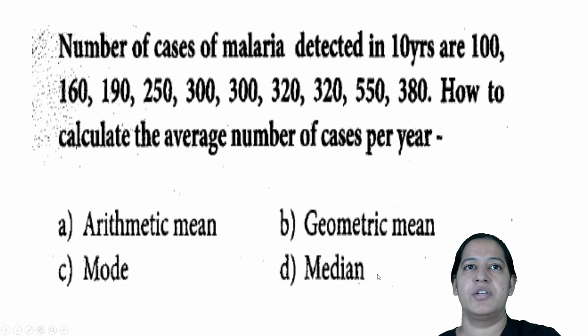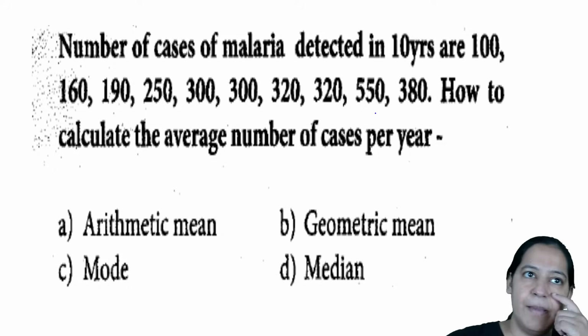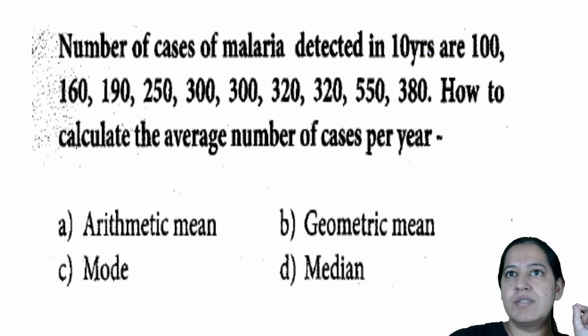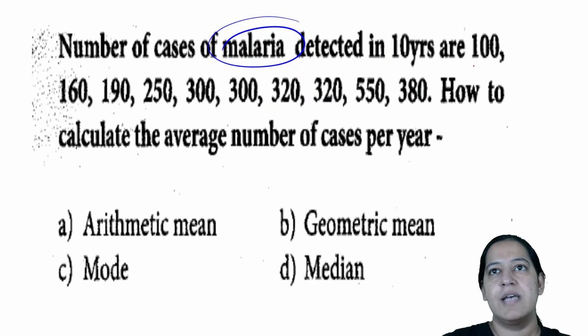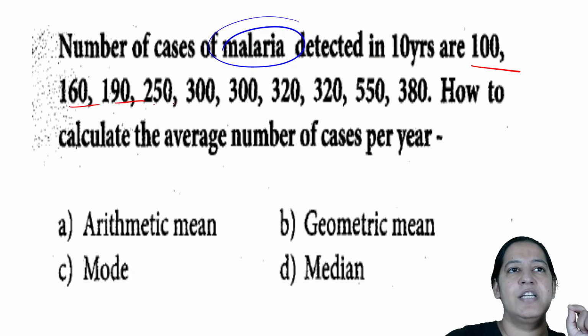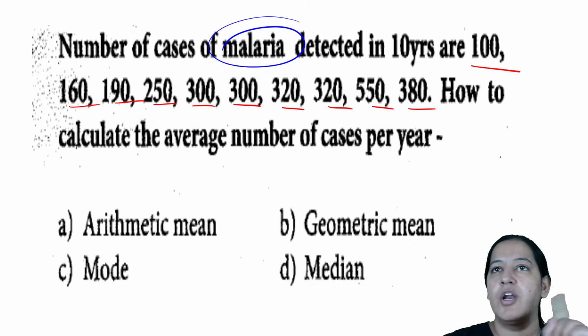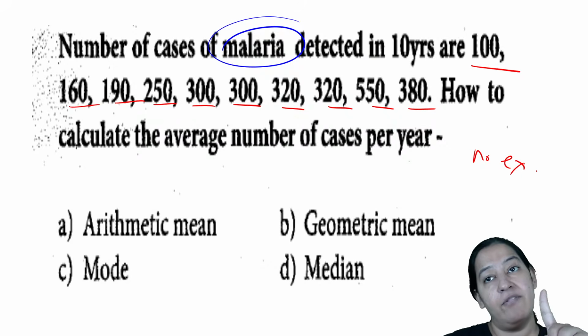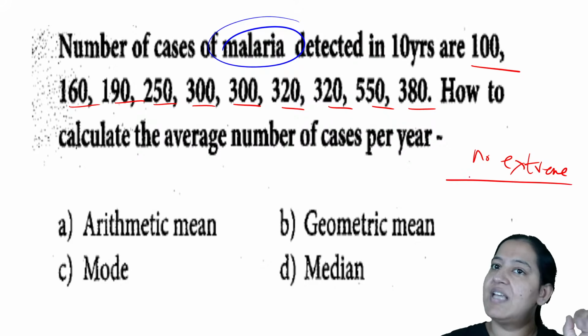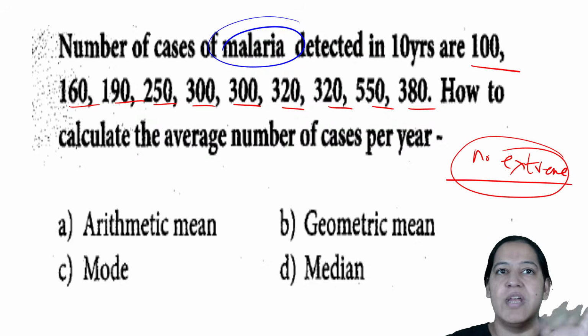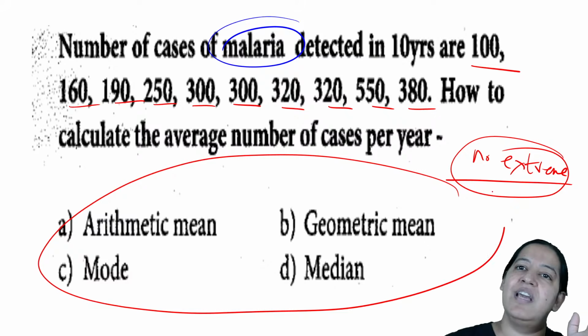This is the next question in front of you. Now again, same question with different values. The same malaria cases are there, but see the set of data: 100, 160, 190, 250, 300, 300, 320, 320, 550 and 380. None of the extreme value is there. All of them are related. I have changed that 5,000 value. Same question, but no extreme value. Now which is the best indicator in this scenario?